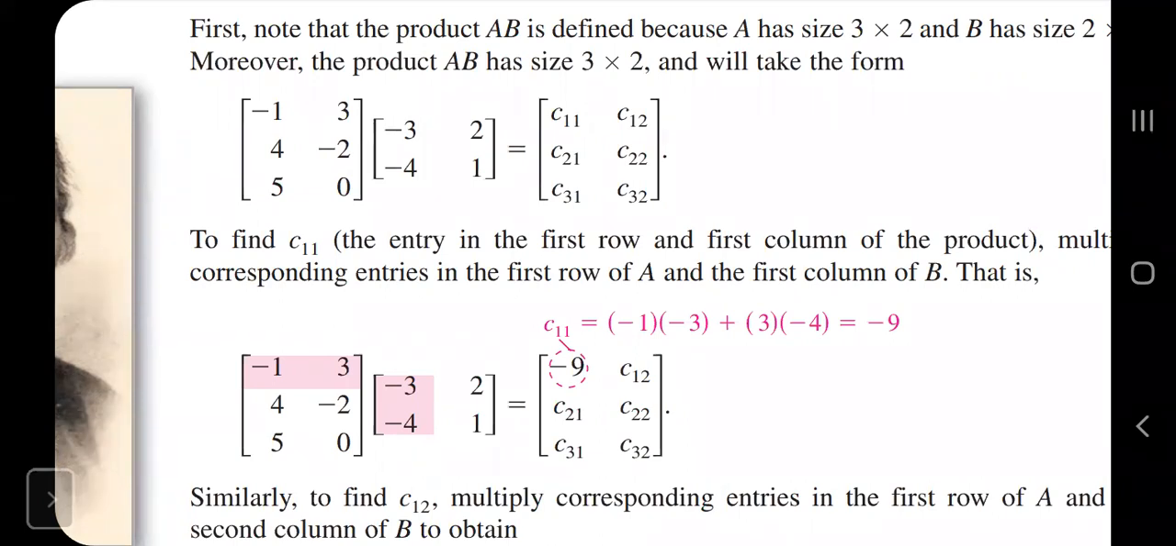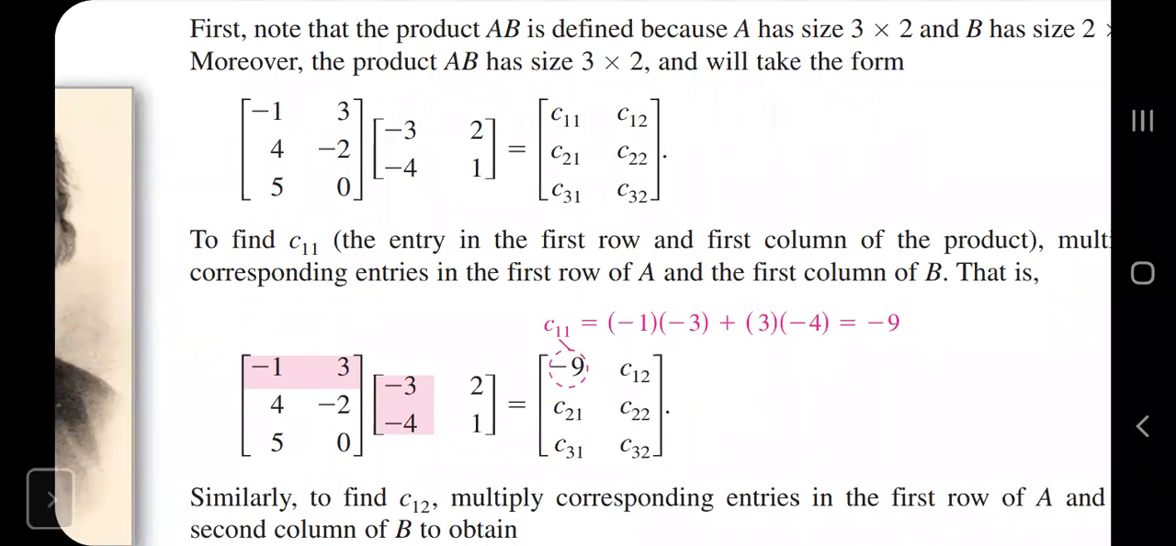The first number is -1 in that row, and then the first number in the column is -3, and the second number in that top row is +3, and the second number in that column of the second matrix is -4. And I'm multiplying the -1 times the -3 and the +3 times the -4, multiply, add it up, and we get -9.